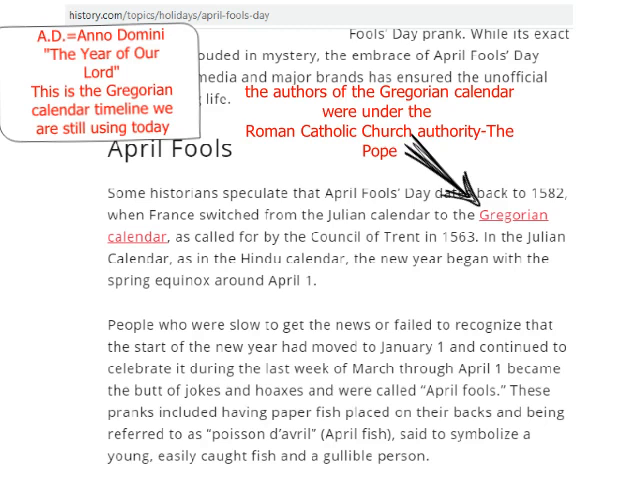These pranks included having paper fish, keep that in mind, placed on their backs and being referred to as, it's a French term, but I don't speak French, so I'll give you the English translation, April fish. Something fishy here. Said to symbolize a young, easily caught fish and a gullible person.